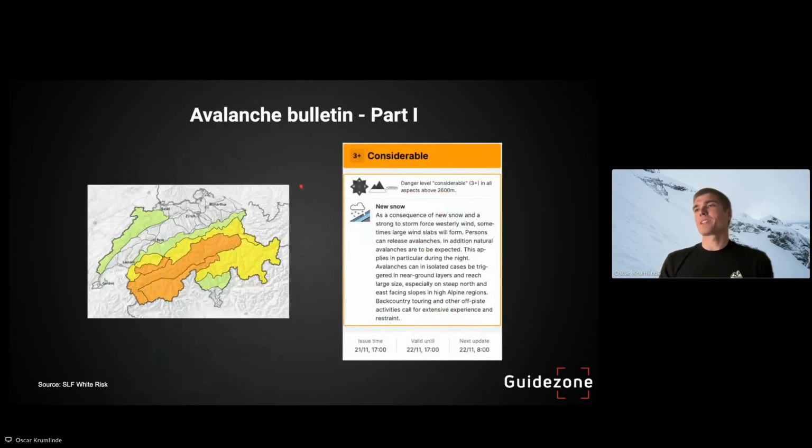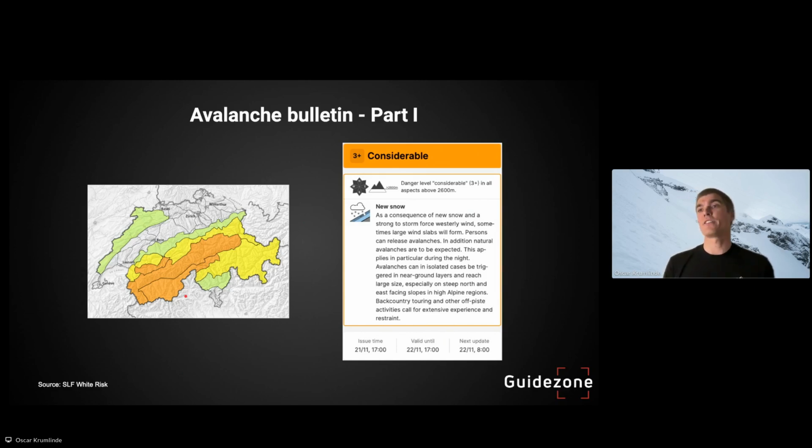So now we've learned about all the ingredients required to understand the avalanche bulletin. The avalanche bulletin is the avalanche forecast that gives the information about the next day's conditions. This is for Switzerland. You can find it at the Swiss Avalanche Institute on the website White Risk, or using their app White Risk.